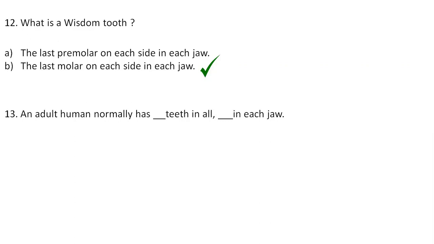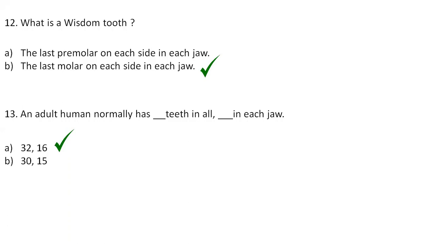Here is the question. An adult human normally has dash teeth in all, dash in each jaw. I hope it's not so difficult for you. Here are certain options. 32 teeth in all, 16 in each jaw, or else 30 teeth in all, 15 in each jaw. So over here, the correct option is option A. That is 32 teeth in all, 16 in each jaw.